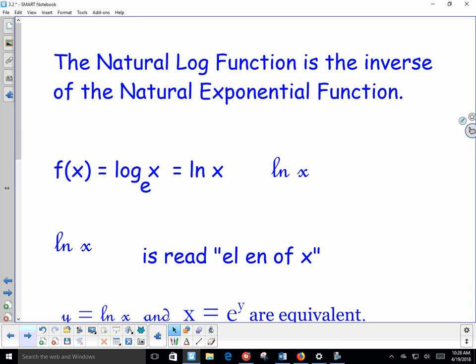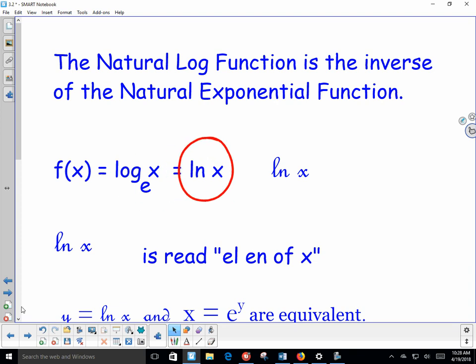That brings up the natural log function as opposed to the common log function. Common log, base 10; natural log, base e. Just like we talked about the natural exponential function is e to the x, log to the base e of x is our natural log function. But we will hardly ever write it like this. Instead, we will write it like this.